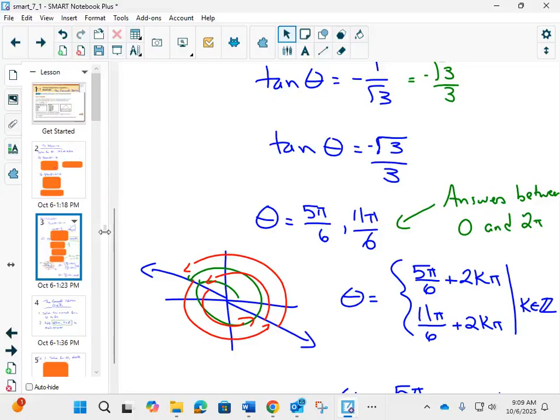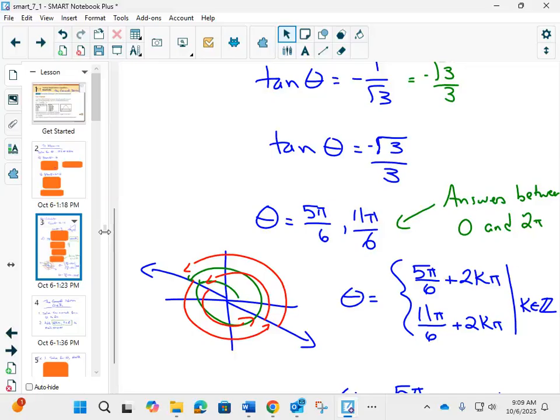If 5 pi over 6 is one of my answers, then I can write all coterminal angles with 5 pi over 6 by adding 2 times pi times k. And for whatever reason, they like to put the k in the middle, so we'll go 2k pi. And all the coterminal angles with 11 pi over 6 would be 11 pi over 6 plus 2k pi. Of course, k has to be an integer. And this is called the general solution because it tells us every single answer that would make this work.